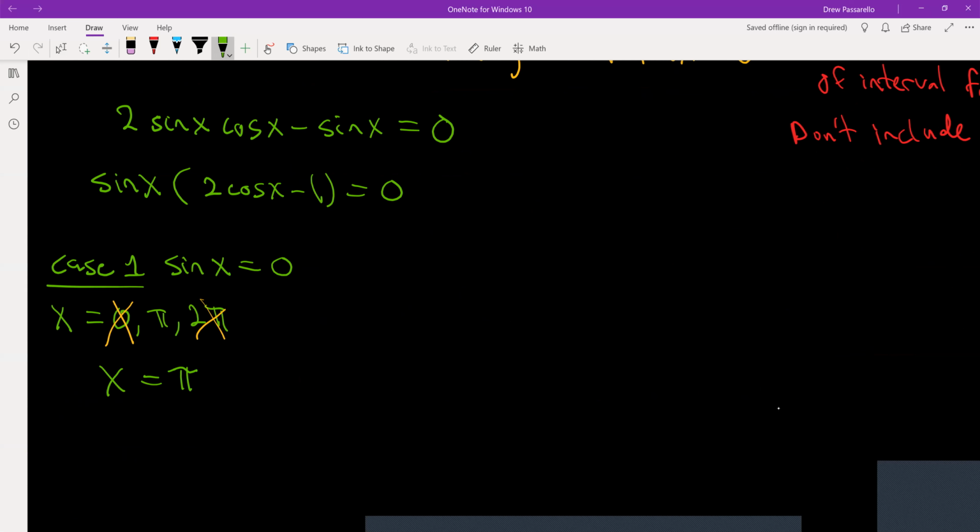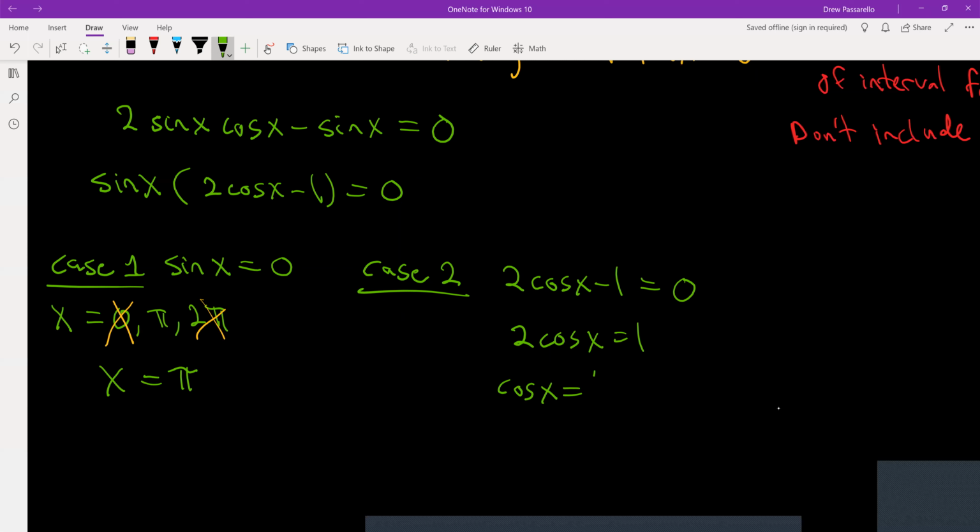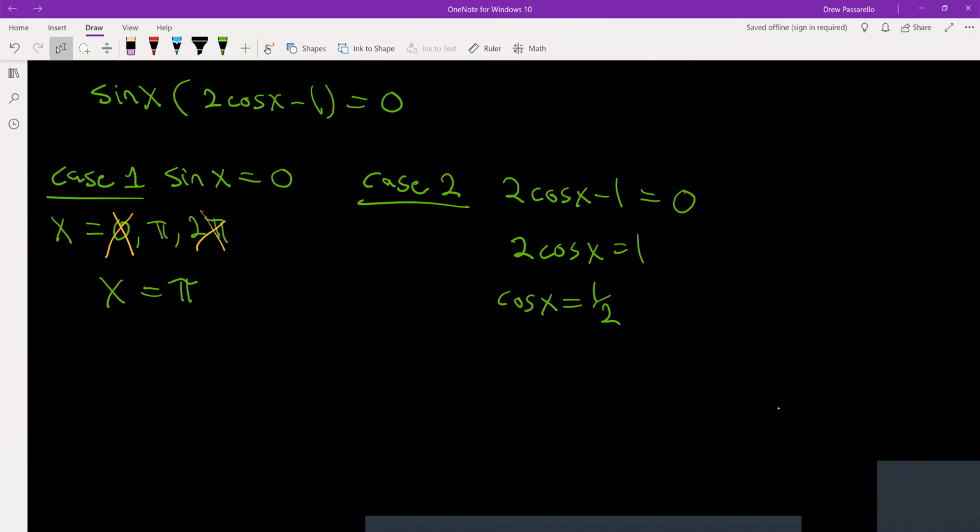All right, now case 2. We set 2 cosine x minus 1 equal to 0. I would add 1 to both sides. You have 2 cosine x equal to 1, and then divide by 2. So then you have cosine x equal to 1/2. And then you look at the unit circle and determine when is cosine 1/2. And cosine is 1/2 when x is pi over 3 and 5 pi over 3.